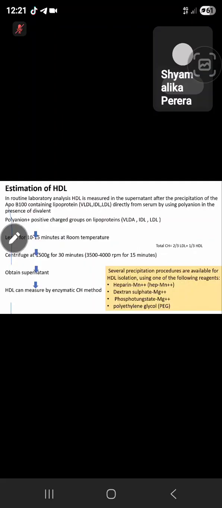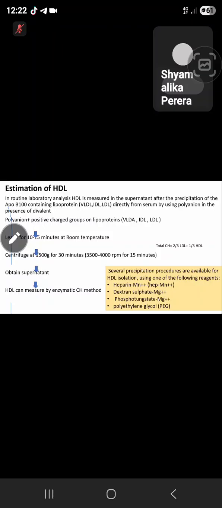So for the estimation of HDL, that's where the importance of apoprotein comes in. These apoproteins A, B, and C are present in each and every lipoprotein molecule, but the ApoB100 molecule is contained in VLDL, IDL, and LDL. So you can use that ApoB100 molecule to separate those VLDL, IDL, and LDL from the HDL. So you can use polyanion cations to precipitate this B100 molecule.